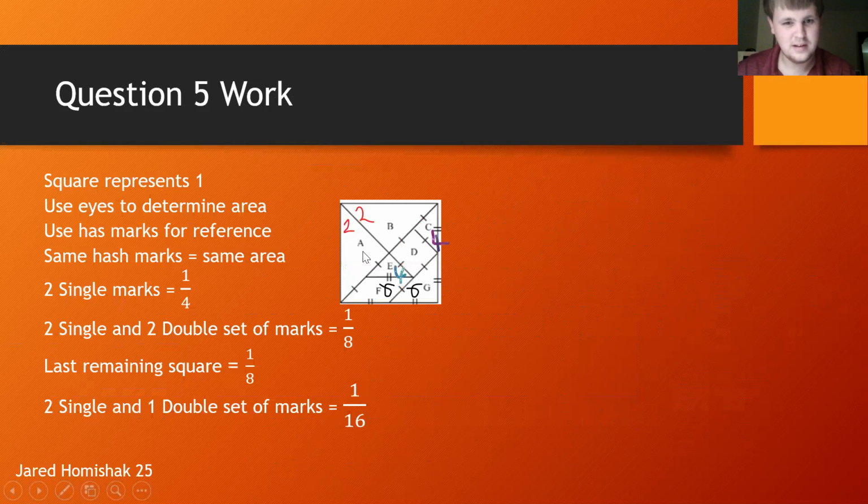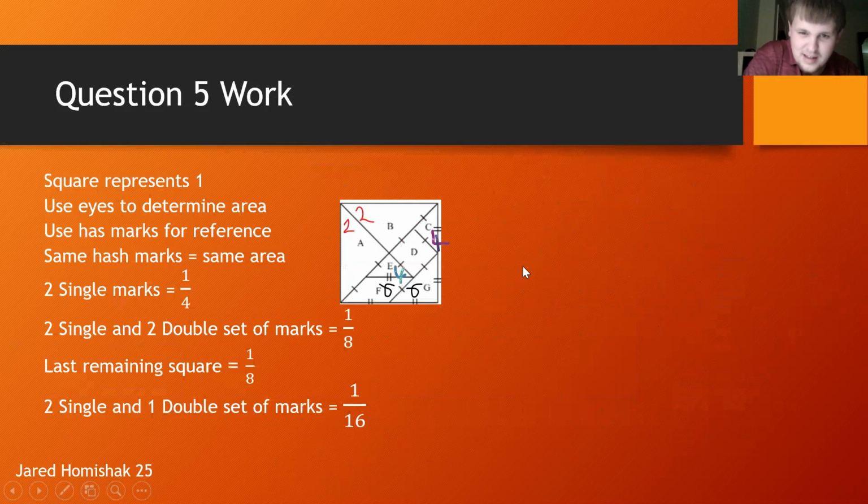Based on eyeballing, you can infer that triangle A is about 1/4 of the whole square. But from there, we can also see that triangle A and triangle B have the same number of hash marks, 2 singles. That means they're both about a fourth of the whole entire area.